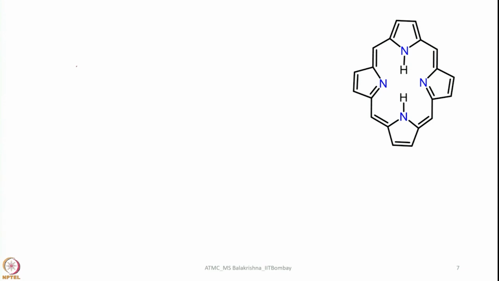For example, if we take 4 pyrroles and treat with 4 aldehydes or CHO, it can give the porphyrin through the elimination of 4 equivalents of water molecules. And of course, it is very easy to write this structure. I shall show you how to write this structure. There is no need to remember the structure of this one.